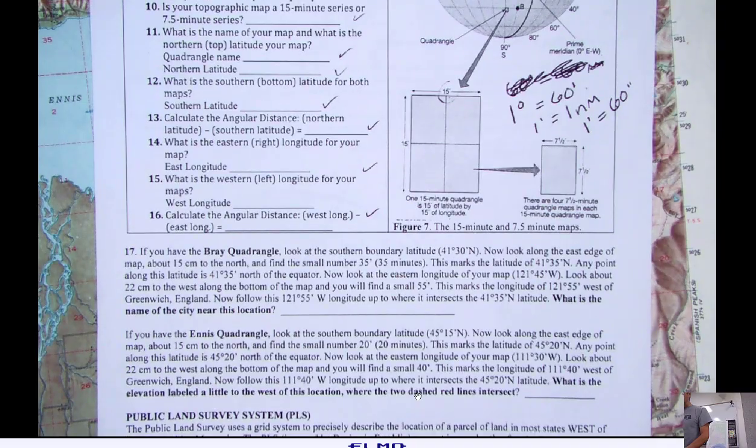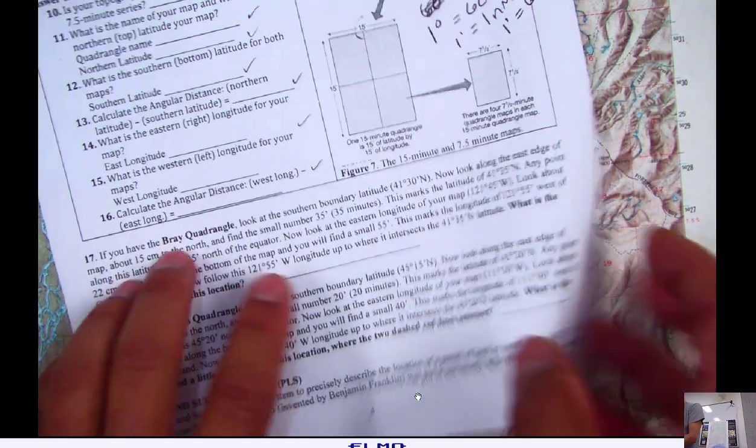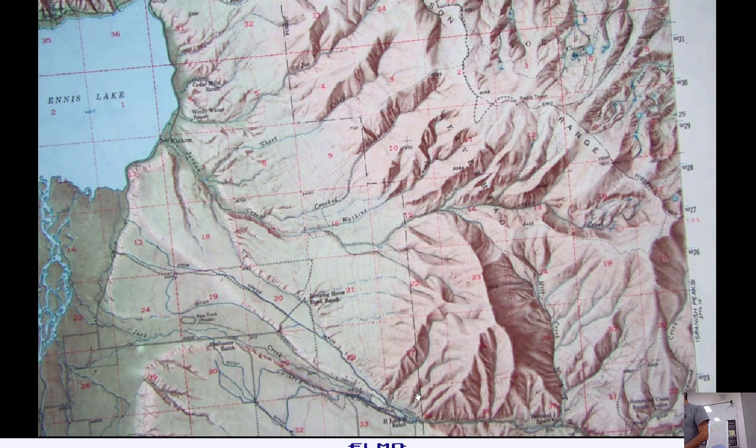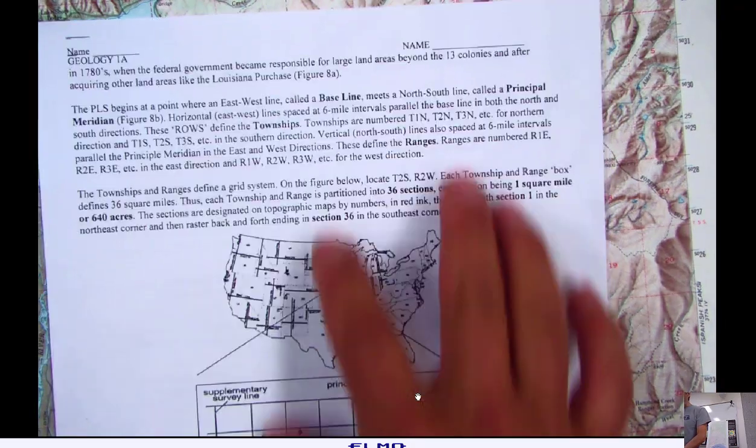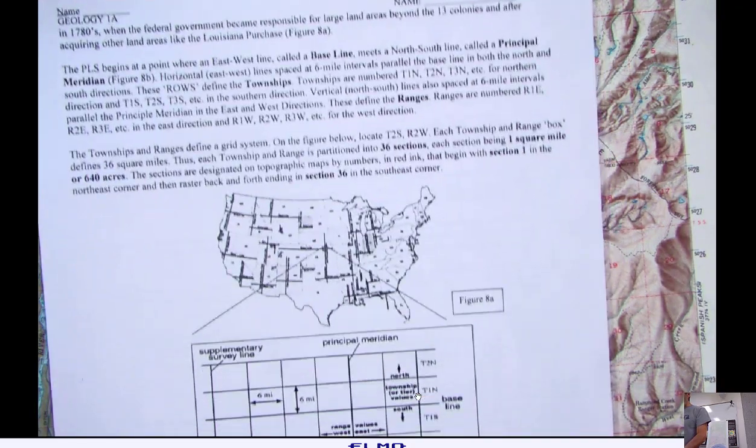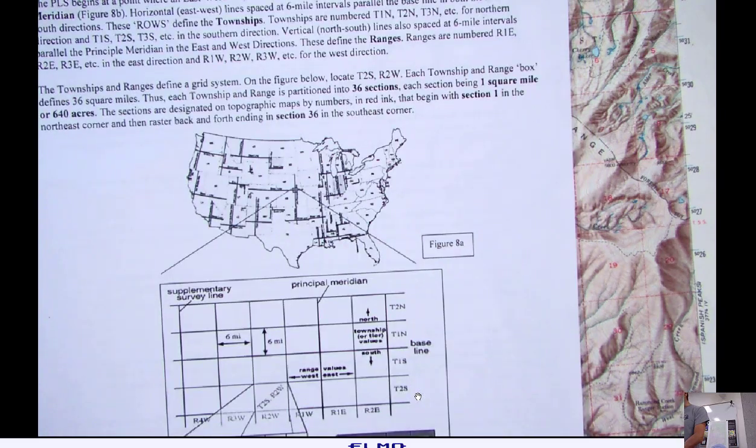Next part, the public land survey. You can read a little bit about that. I have some information here on the lab and how these are established. So I'll let you read through that. But the key thing to this is that we have these baselines, right?